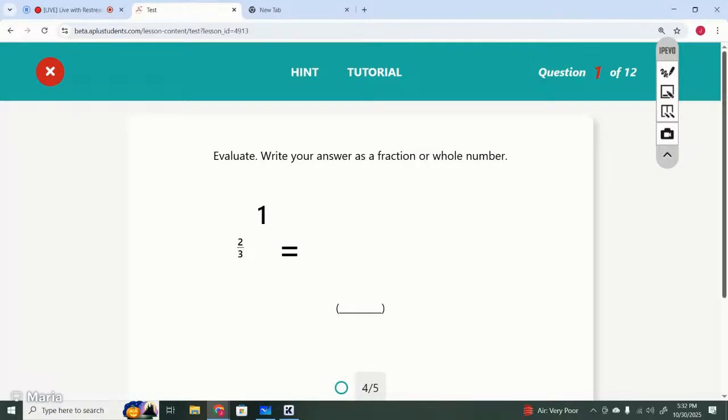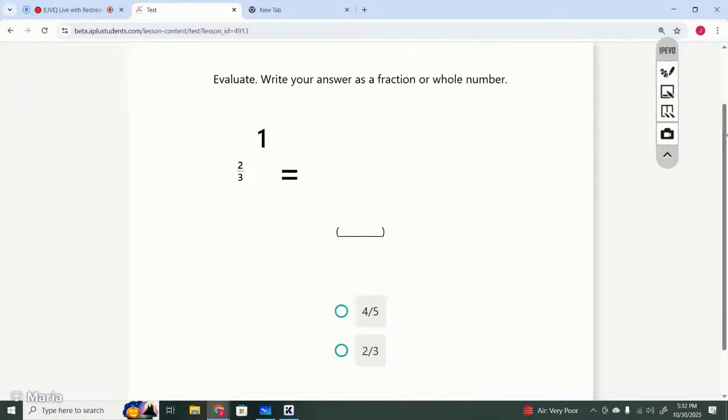2 by 3 exponent 1. So exponent 1 means the number stays the same. So 2 by 3 it is.